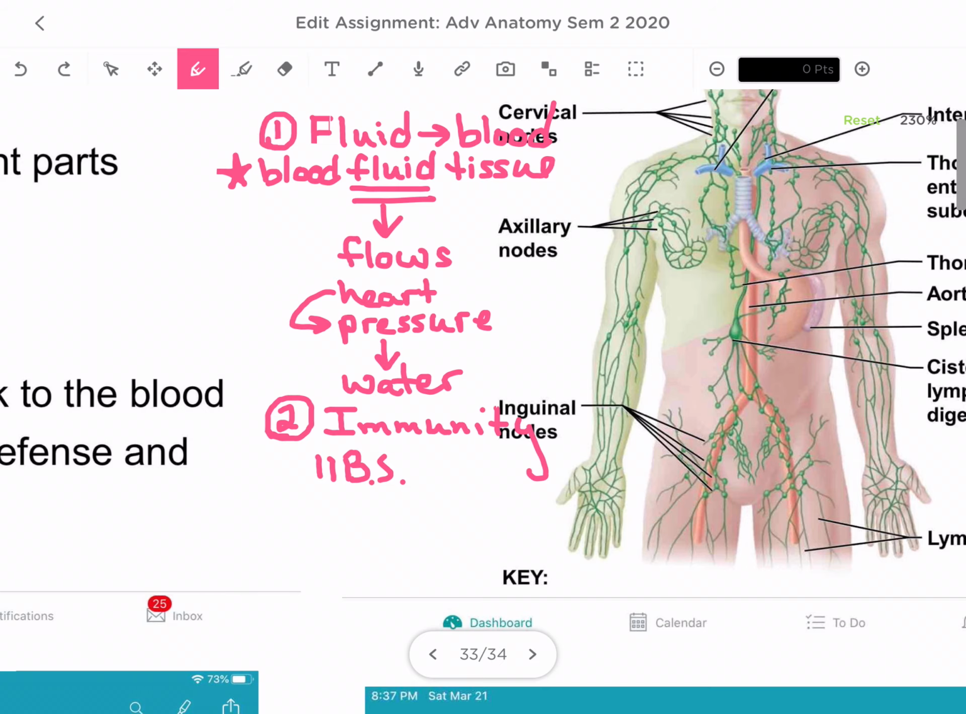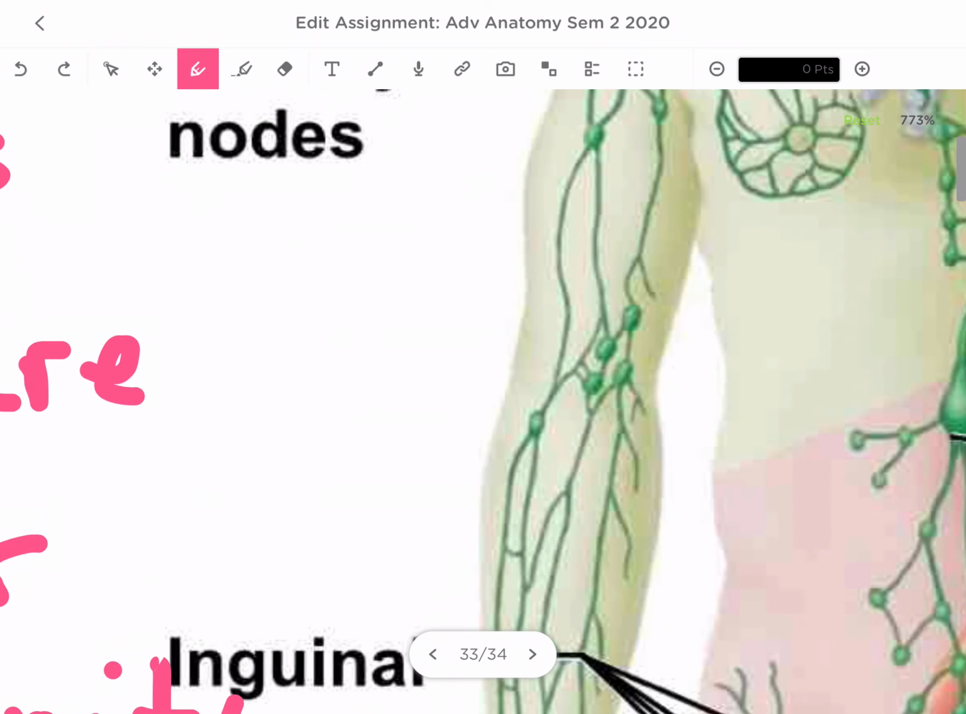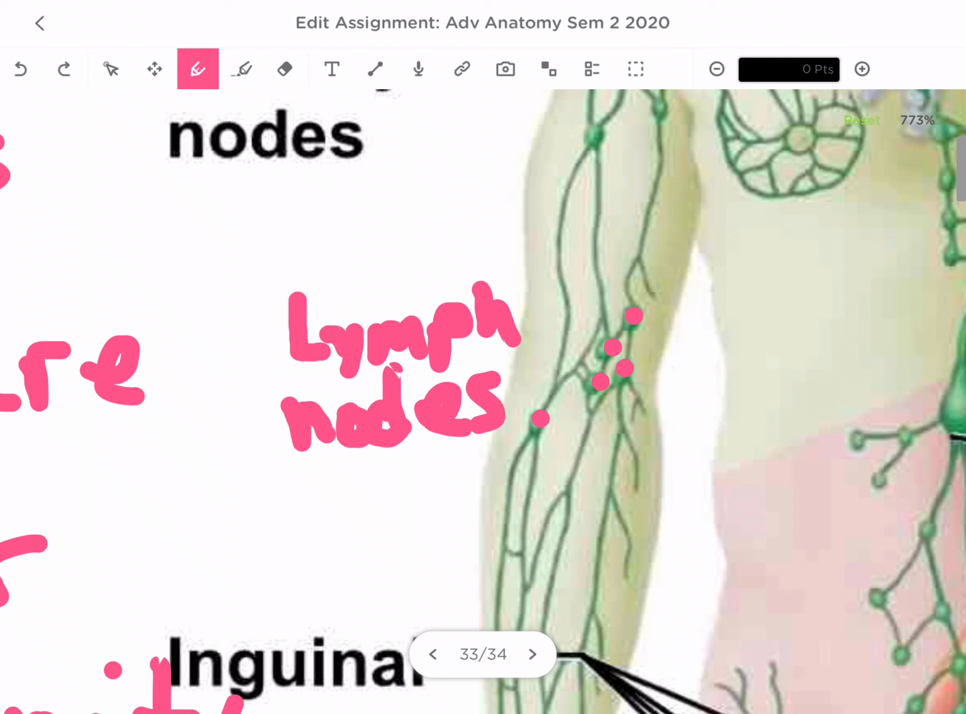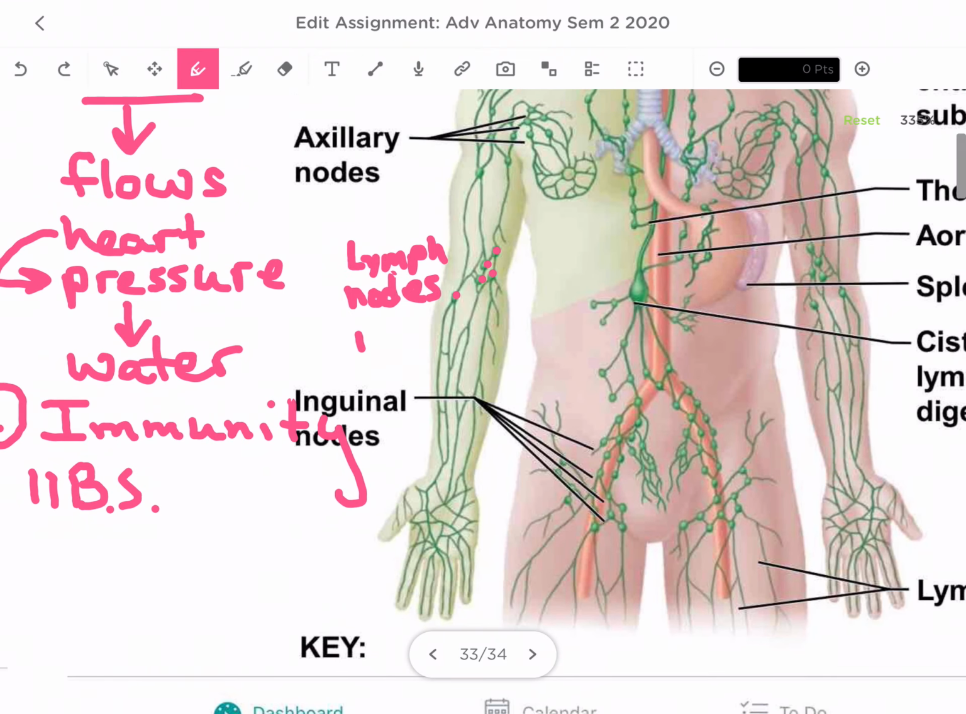So all these little lymph nodes here, all these circles with the canals or vessels coming out of them, those are something called lymph nodes. And lymph nodes are like jails for bacteria. They're like, get in here, bacteria, you're in trouble, we're going to get you. And we'll talk more about that later.